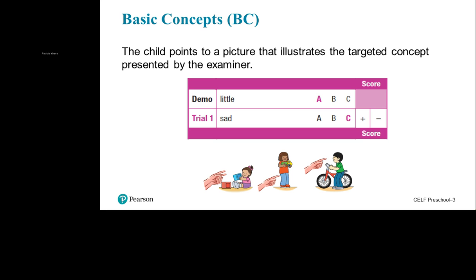The demo item for this subtest goes like this. The examiner says, look at these children, and the examiner should point to each picture as they talk about it. This is a baby. The baby is little. This is a girl. She is big. And this is a boy. He is big too. Look at the children again.